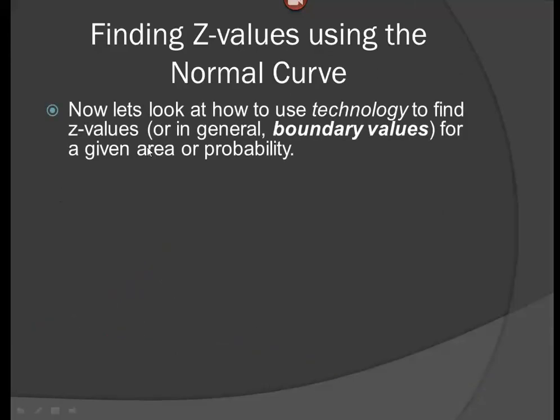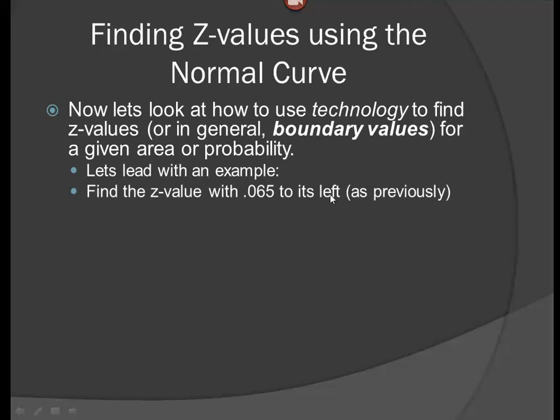Now let's go back to the technology question. How to find z-values, or in general, boundary values for a given area or probability. We're going to lead with an example going back to the one from a couple slides ago, where we were after the z-value with 0.065 to its left. As you recall, negative 1.51 was as close as we could get to this area, but it was a little bit more.